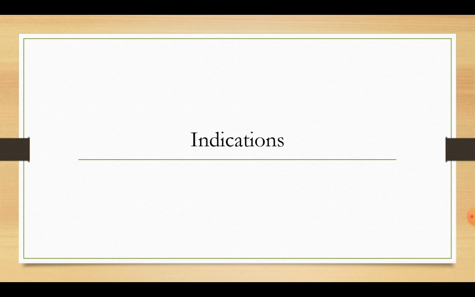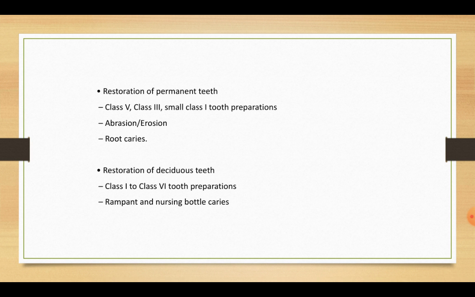Coming to the indications, the uses or indications for glass ionomer cement are: number 1, for the restoration of permanent teeth. In permanent teeth, glass ionomer cement can be used for class 5, class 3 and small class 1 tooth preparations. It can also be used in abrasion and erosion defects. It can also be used where there is root caries.